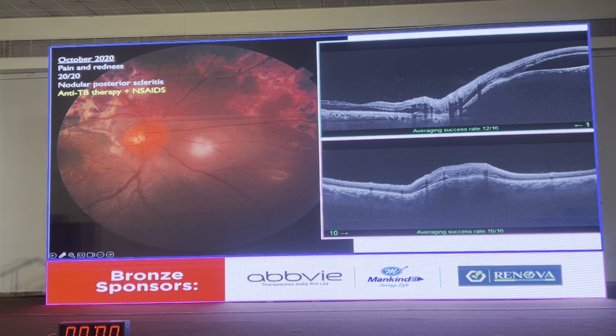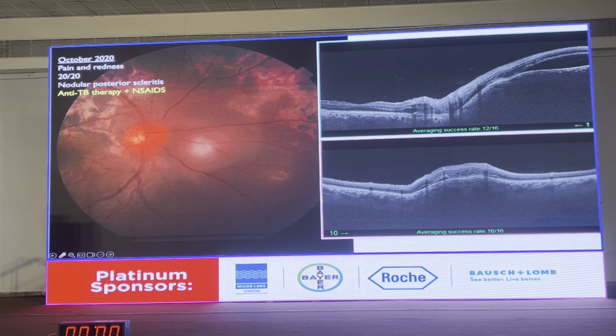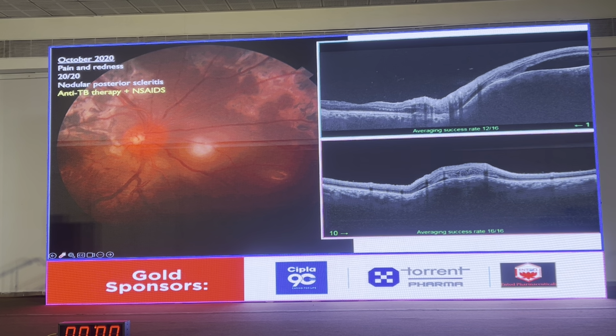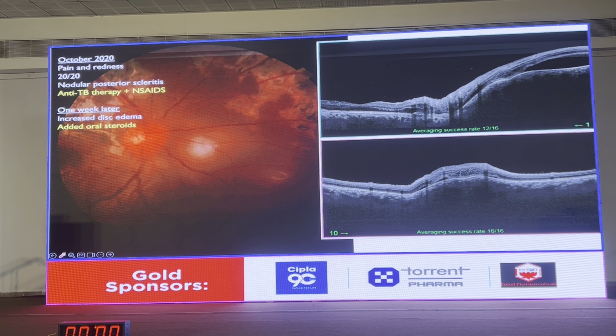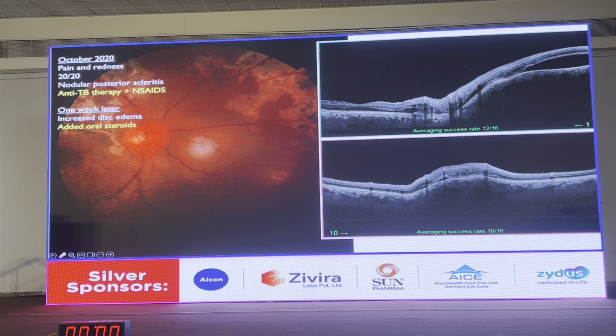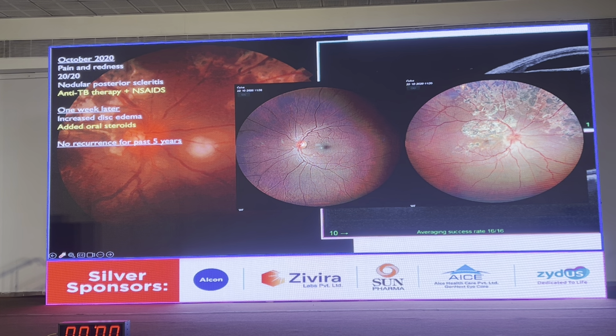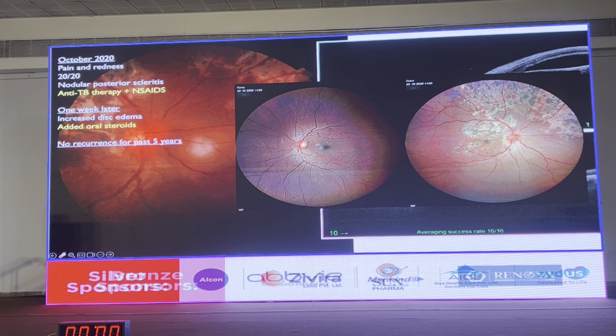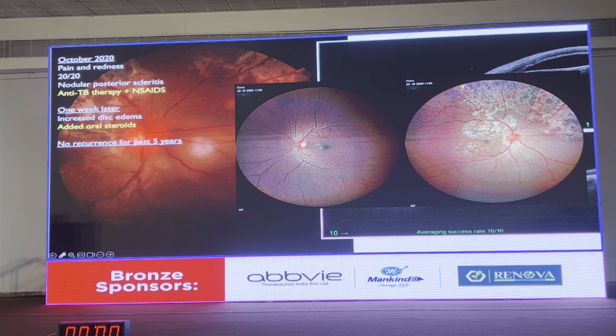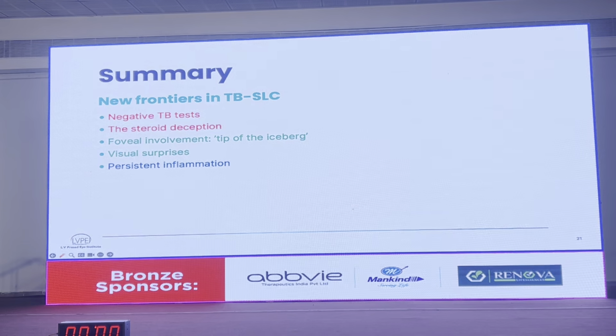Then in 2020, 2 years later, he comes to us with this lesion nasal to the disc, which is a new sclerochoroiditis, a nodular scleritis with involvement of the choroid and the overlying retina as well. This time we treated with anti-TB therapy. Initially we gave NSAIDs alone, but later on, because of the disc edema, we added oral steroids, and the patient recovered well with no recurrence for the past 5 years since the second treatment. So we really don't know what is happening in these patients. Is it just an immune-mediated phenomenon, or is there something more to this? This is yet to be understood.